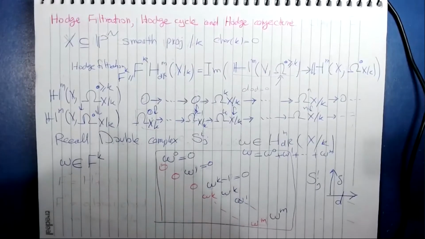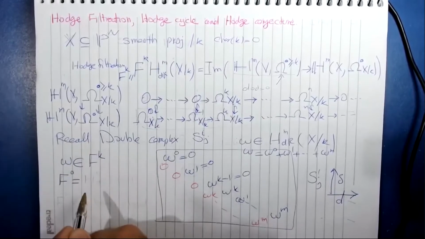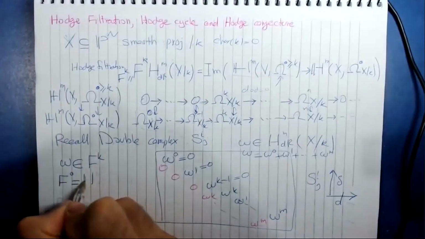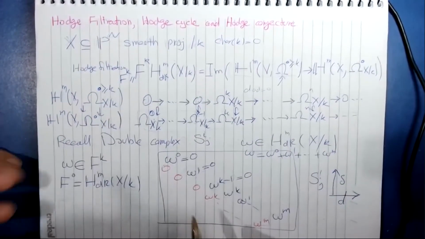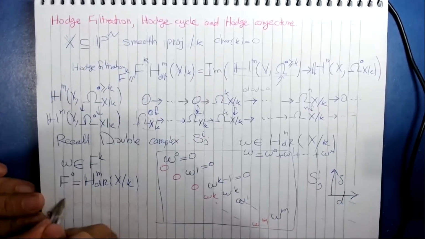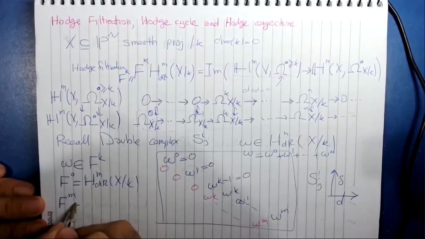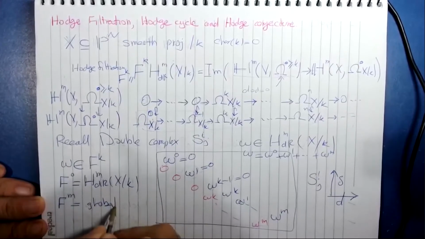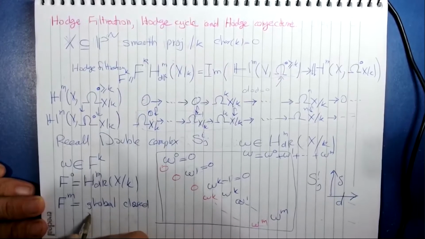Two pieces of the Hodge filtration are easy to analyze. One is F^0. For F^0, the truncated complex becomes the full complex. It is just the whole de Rham cohomology. And the other one, which is also easy to analyze, is F^m. So what is F^m? F^m will turn out to be the global closed, well, of course, algebraic m-forms.